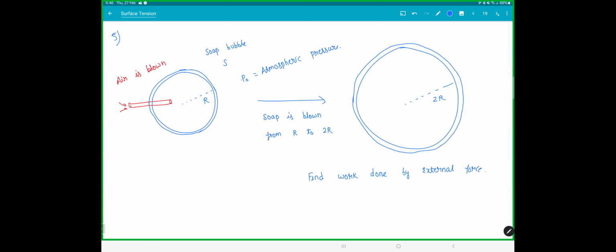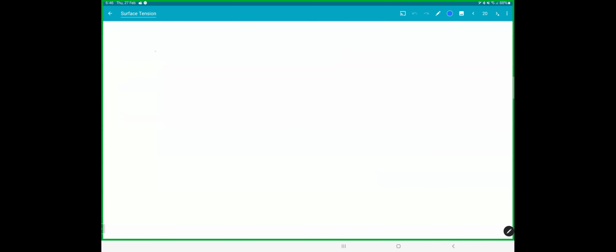There are two things happening here. When you're blowing the bubble, you're increasing the surface area, but you're also fighting the atmosphere, isn't it? When you're trying to expand, aren't you pushing the atmosphere also outside? So there are two things happening here. Most people forget that atmosphere part. So work done by external force is used to change in surface energy, plus work against atmosphere. So you increase the surface area and you also push the atmosphere.